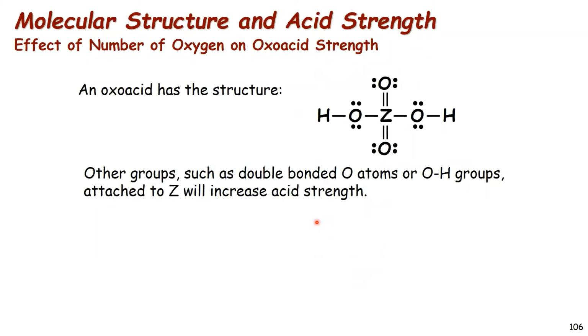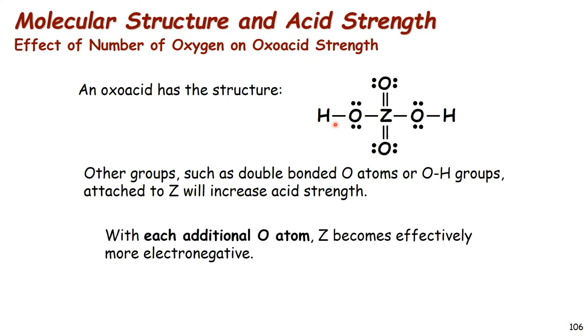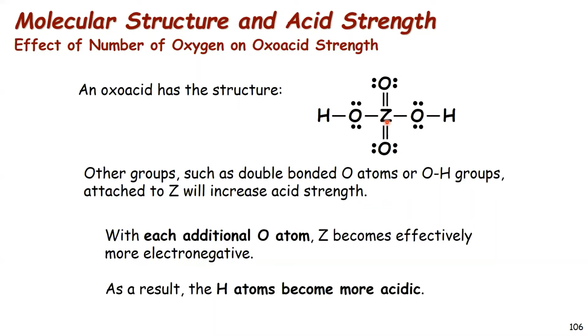Okay, now we could also look at the number of oxygens that surround an oxo acid. Well, we know that all the oxygens are electronegative. So the greater number of oxygens means it's pulling more and more of that electron density from this bond towards the oxygen, making this bond weaker and weaker, and thus the acid stronger and stronger. So each additional O atom, again, effectively makes the electronegativity of the central atom greater. As a result, again, the hydrogen atom's easier to come off, therefore more acidic.